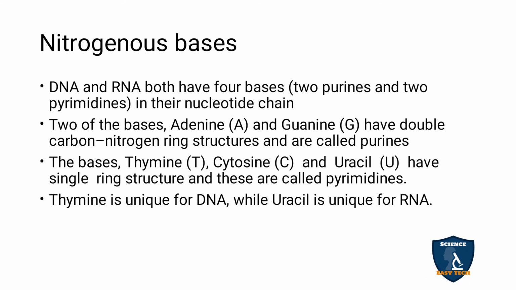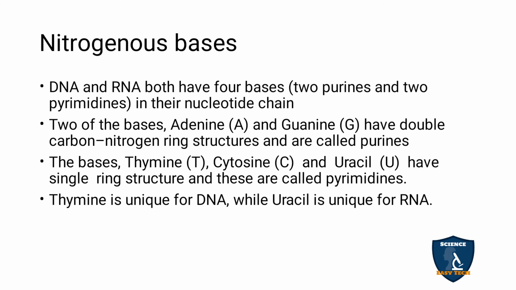Nitrogen bases. As we discussed, there are 4 nitrogen bases which are classified into 2 purines and 2 pyrimidines. Adenine and guanine are purines, and they have a double carbon nitrogen ring structure. Thymine, cytosine, uracil have a single ring structure. Remember, they may ask this for 1 mark.